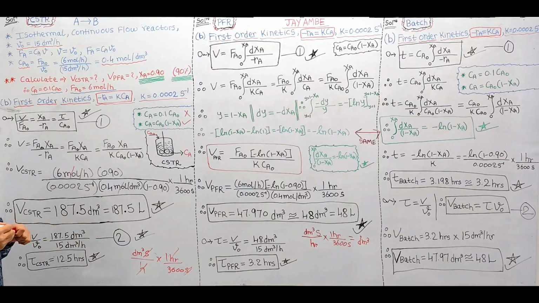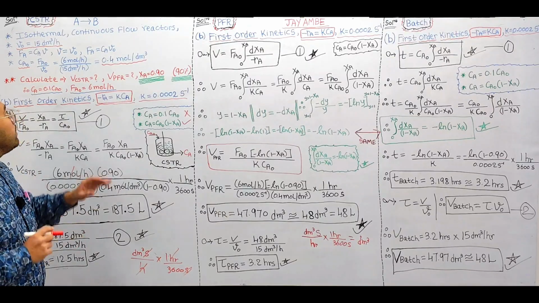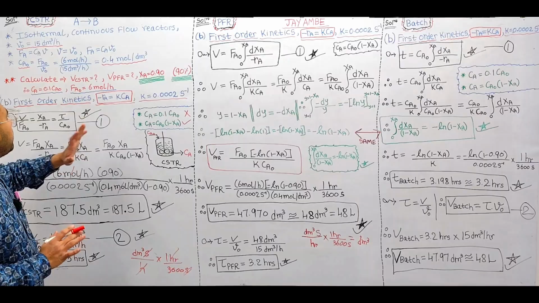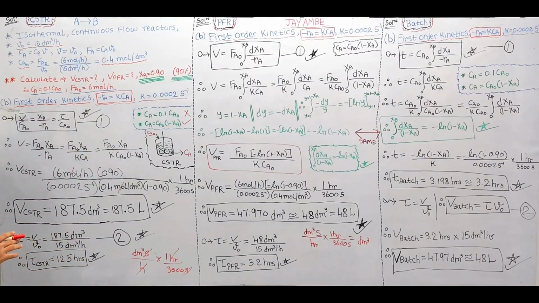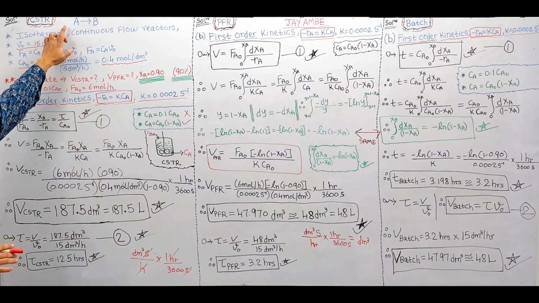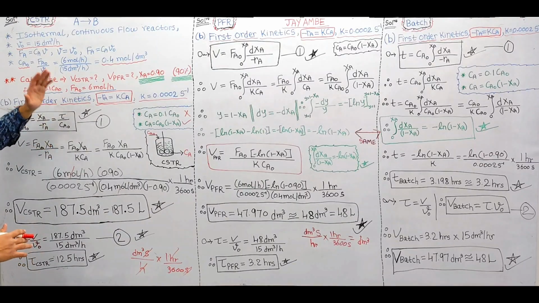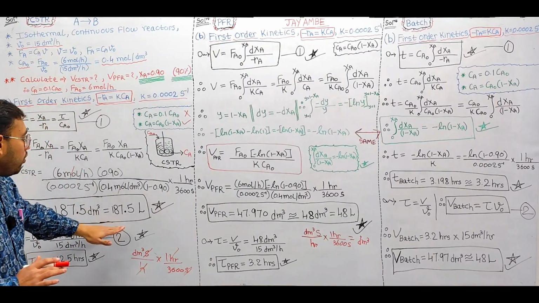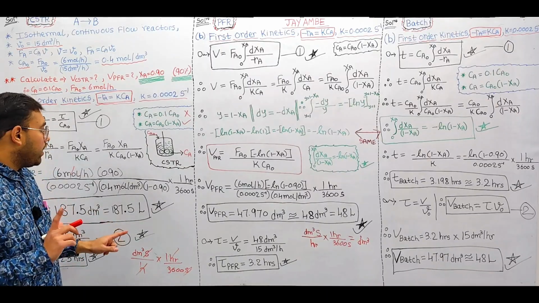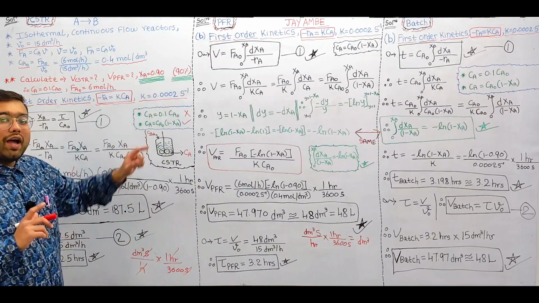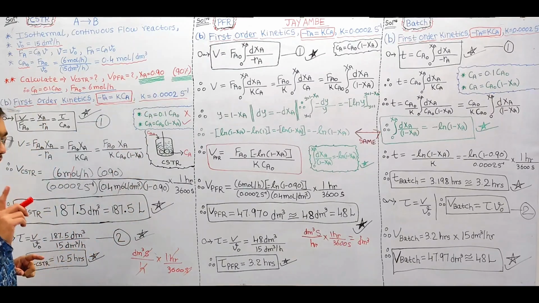Which means that by using the CSTR, keeping all the operating parameters constant, and solving for the first order reaction kinetics, for the given reaction where reactant A is converted into product B, we require a 187.5 liter CSTR volume in order to achieve 90% conversion. I hope you have understood.